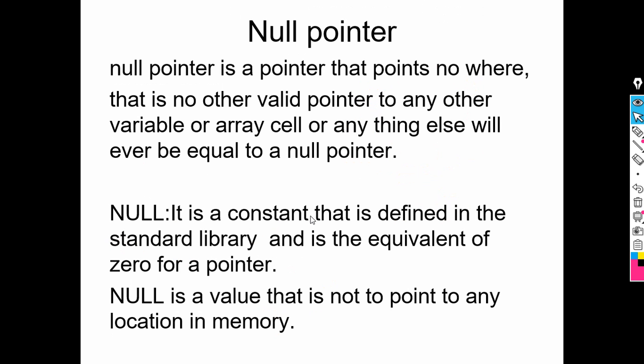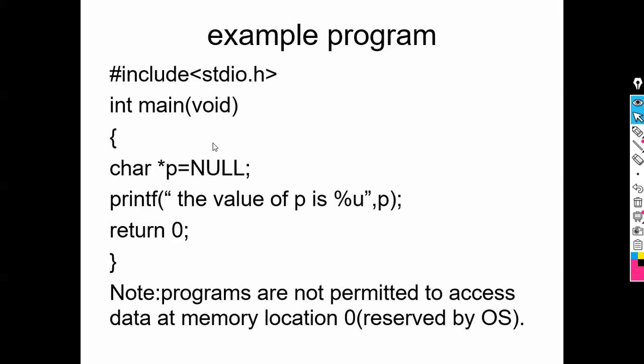Another kind of pointer is a null pointer. It is a pointer that points to nowhere. It means there is no value at all, there is no memory at all. No other valid pointer to any other variable or array cell or anything else will ever be equal to a null pointer. So generally, when the pointer is pointing to nothing, we say it is null. It's a constant identifier which is equivalent to 0 in most programming languages like C or C++. Null is a value that does not point to any location in memory.